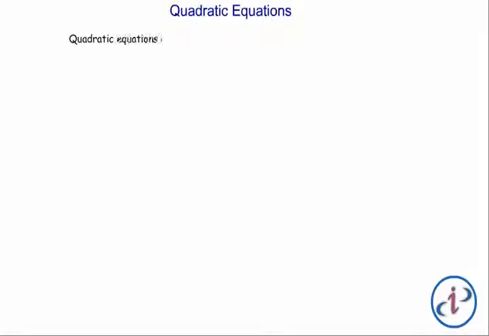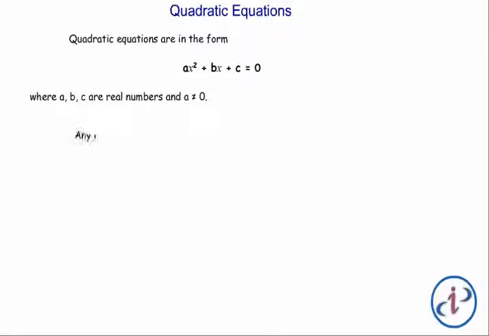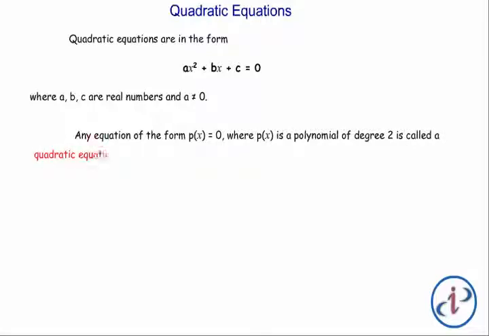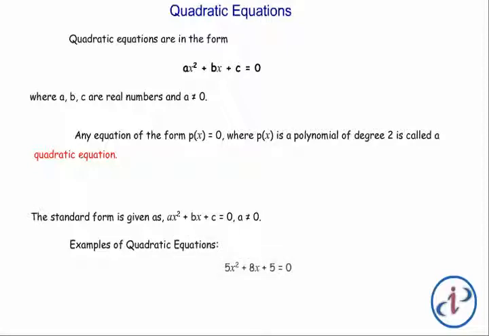Quadratic equations are in the form of ax squared plus bx plus c is equal to 0, where a, b, c are real numbers and a is not equal to 0. Any equation of the form p of x is equal to 0, where p of x is a polynomial of degree 2, is called a quadratic equation, and its standard form is given as shown. A few examples of the quadratic equation are given here.